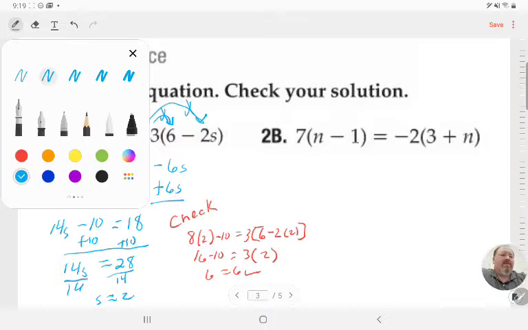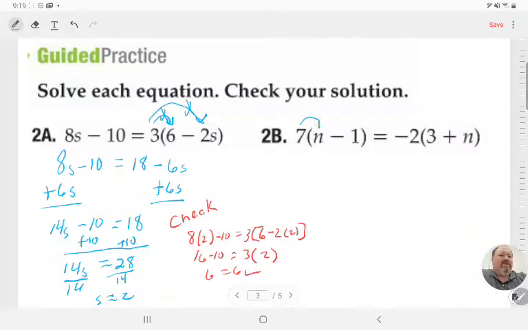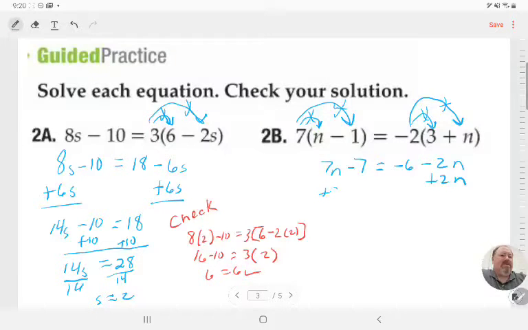All right, let's look at 2b. So again, we're taking 7 times n, 7 times negative 1, and then negative 2 times 3, and negative 2 times n. So this would give me 7n minus 7 equals negative 6 minus 2n. Okay? So I can add 2n to both sides, and that's going to give me 9n minus 7 equals negative 6.